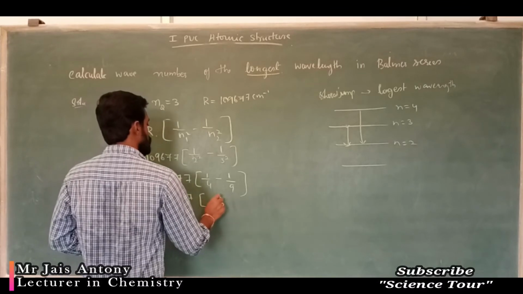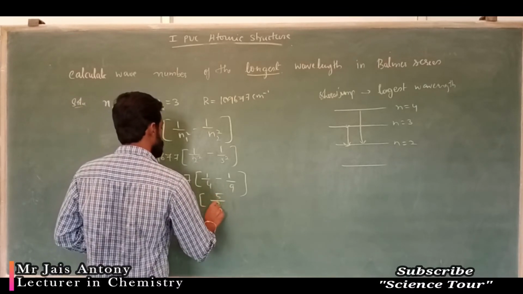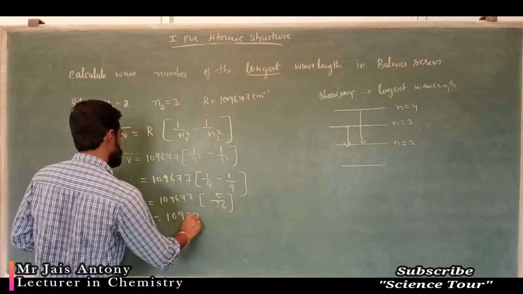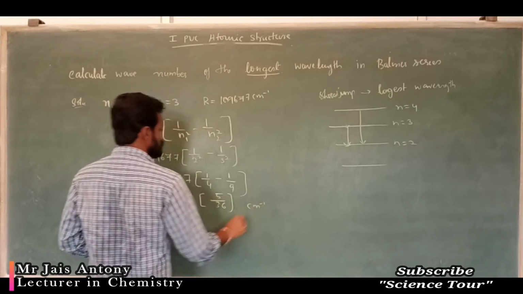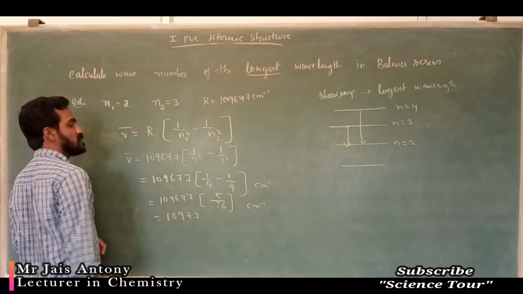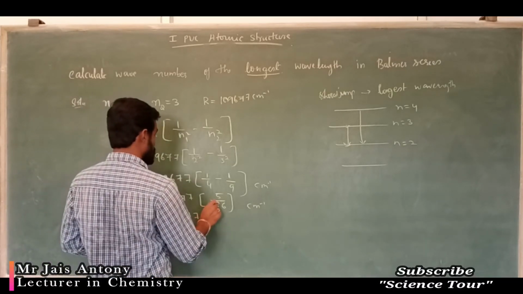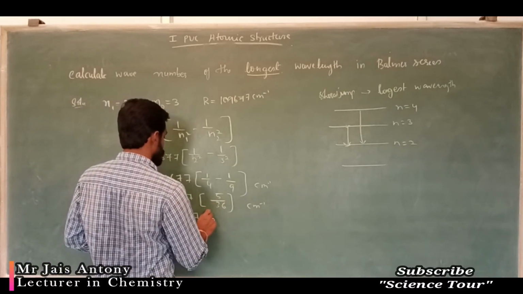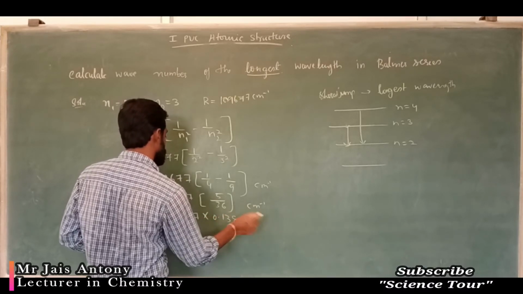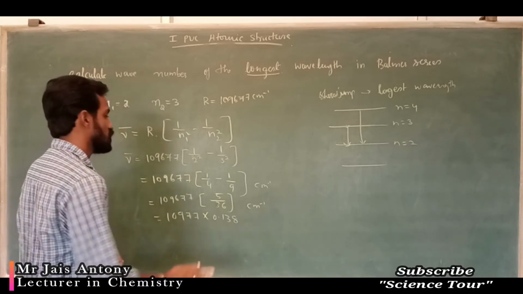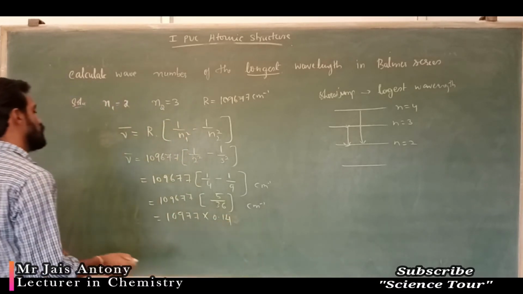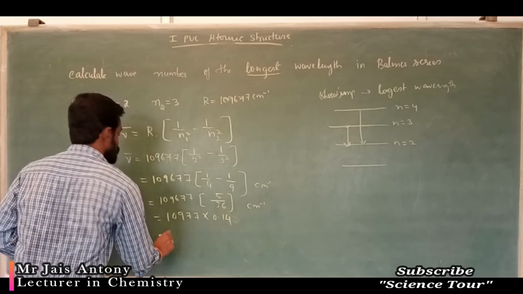109677 into 5 divided by 36, gives around 10977, all in centimeter inverse, because you have taken the R value in centimeter inverse. By solving this, it is around 0.138 something. You can consider it as 0.14, no problem. So this multiplication gives the answer.